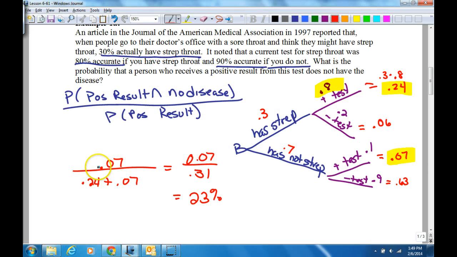So this positive result here with no disease was 0.07. The positive result here is 0.24, and 0.07 combined, because those are both positive results. You add them up, you get 0.31. You do the division here, you get 23%. That means the probability of a person that receives a positive result and actually does not have the disease is a 23% chance.